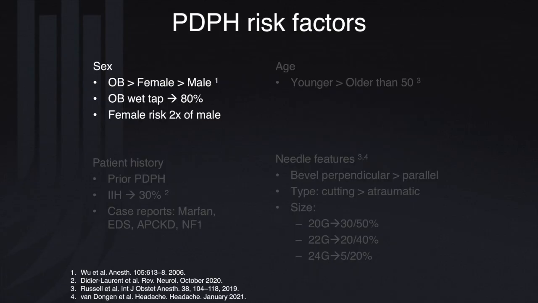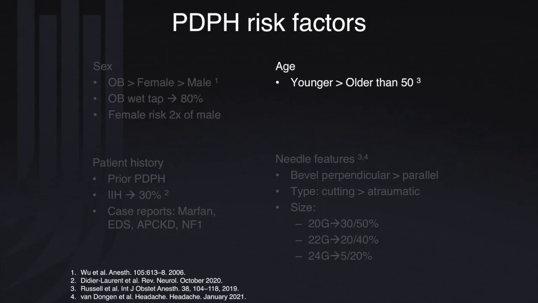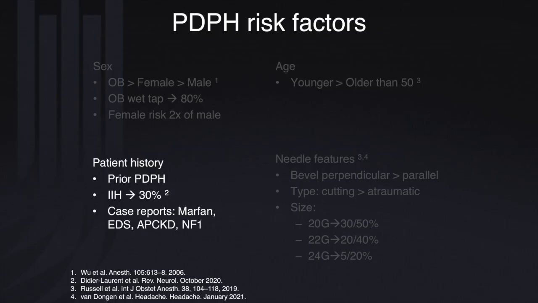This was really covered already, so I'm going to skip over a lot of this because this was covered, I think, quite well. Some of the things that I'll highlight again: it tends to be more common in younger patients. Some of the interesting things that I saw is that actually patients with IIH are more likely to get it, which I thought was interesting. We see a lot of IIH patients in our clinic as well.